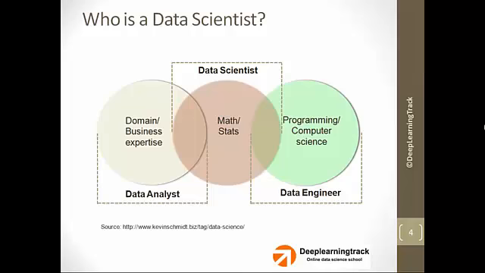So they look at the trends in that particular industry. Say in marketing, they look at the trends and then use math and stats to come up with insights, right? A data engineer uses math and stats and programming and computer science to come up with different visualization tools or other kinds of tools. A data scientist has to have all three areas of knowledge or skills, right?